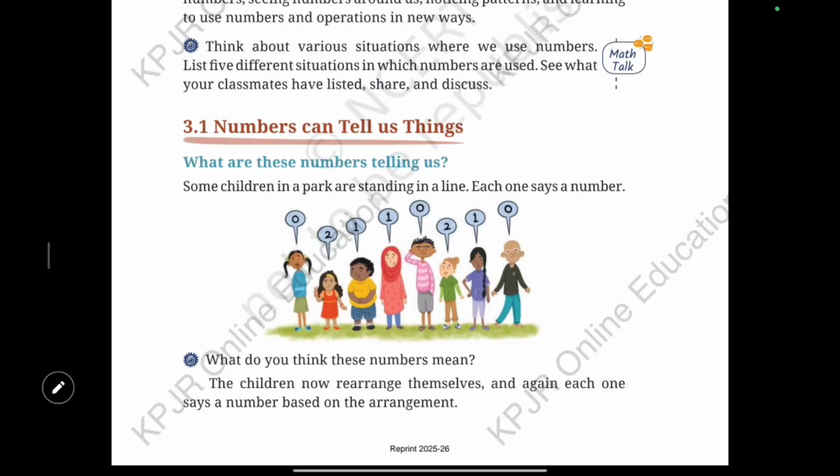What are these numbers telling us? Some children in a park are standing in a line. Each one says a number. What do you think these numbers mean? The children may rearrange themselves, and again each one says a number based on the arrangement.